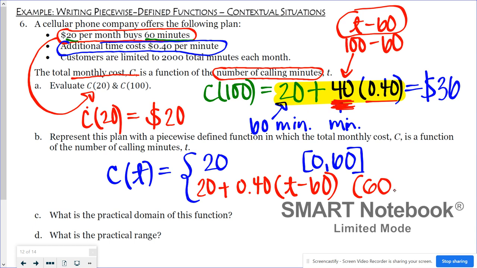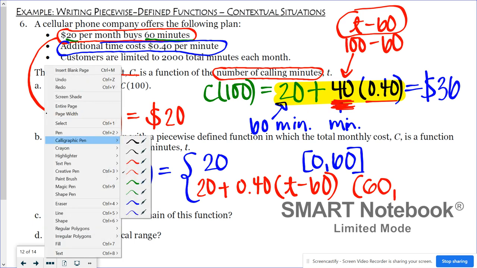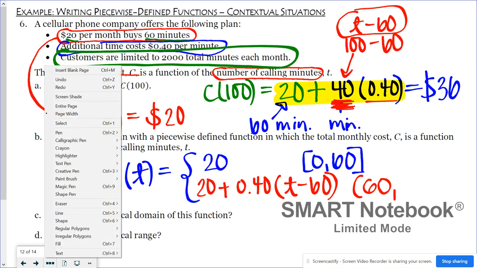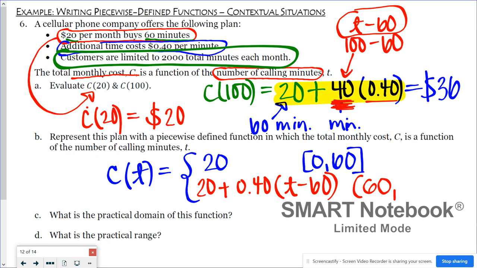Now, what would be the high end of this? Well, up above, and we didn't even address this yet, they had mentioned customers are limited to 2,000 total minutes each month. So that is implying that the second piece of our function would be used to go up to 2,000 minutes, and then that's it.